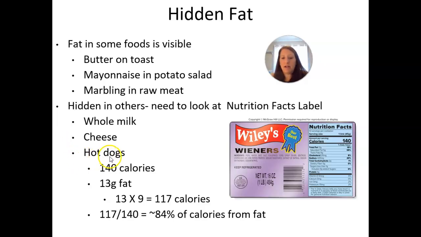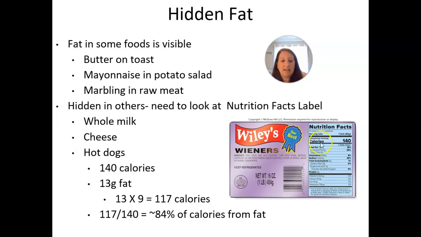Hot dogs. So hot dogs would be considered an ultra-processed food. So here we have Wiley's Wieners over here. I wanted to point this out. Hopefully you can see this, they have 140 total calories in one hot dog. It's 45 grams of this food. And if we look down at fat, I know this is small, I need my readers. It says 13 grams of total fat, saturated is 5, trans is 0, and so on. Look at the sodium, 420 milligrams, that's pretty high. It does have some carbs and a little bit of protein as well.